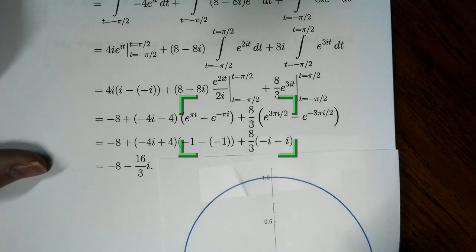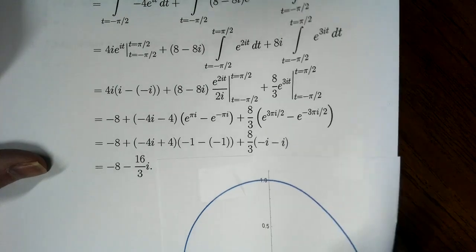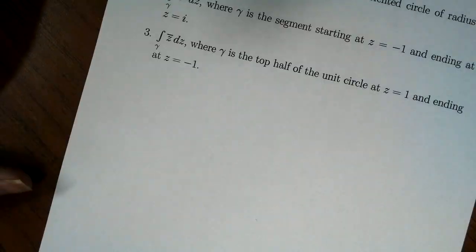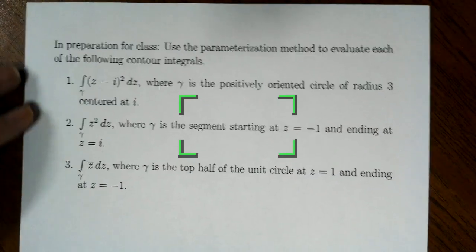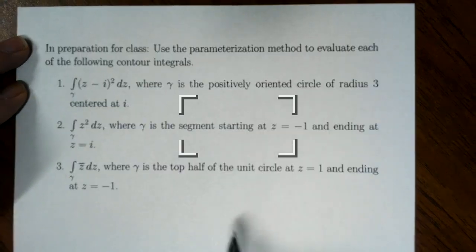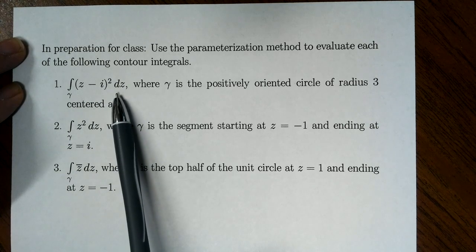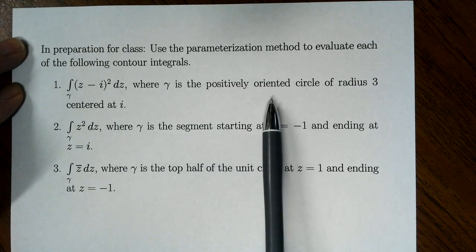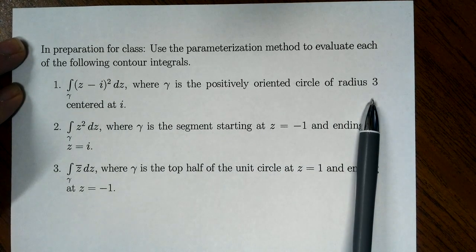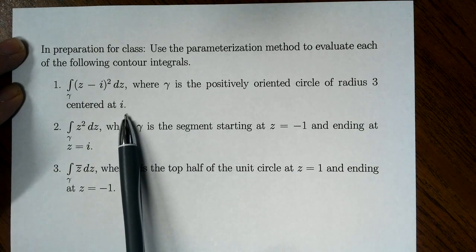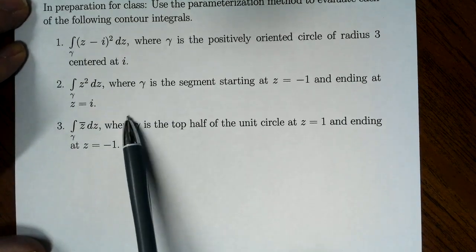Here are a few examples for you to do in preparation for class. Use the parameterization method to evaluate each of the following: the integral of z minus i squared, where gamma is the positively oriented circle of radius 3 centered at i. You should see that you get a nice answer.